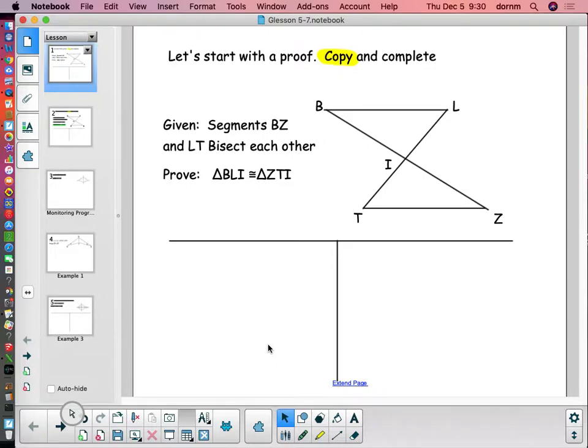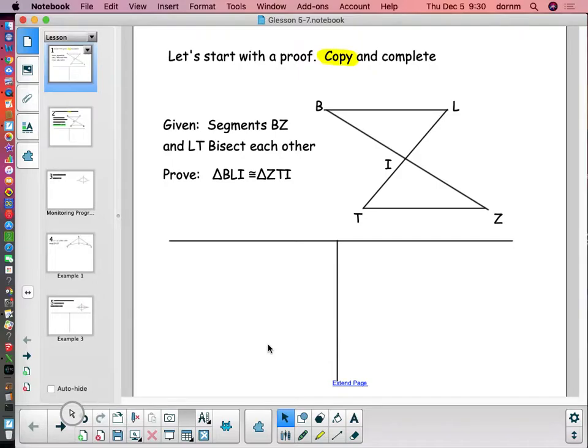Now we do have one statement that's a little bit tricky here in our given. It says BZ and LT bisect each other. What does that mean? What does bisect mean? They go through the middle. It's more than just intersect. It's more than just cross. They cross exactly at the center point.